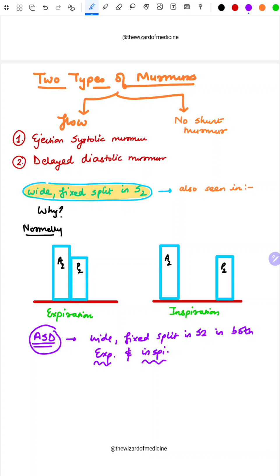Now, in what other conditions do we see this wide fixed split in S2? One condition is ASD. Another condition is the right bundle branch block, and another condition is TAPVC, that is total anomalous pulmonary venous connection. About TAPVC we'll be studying in our further videos, right?